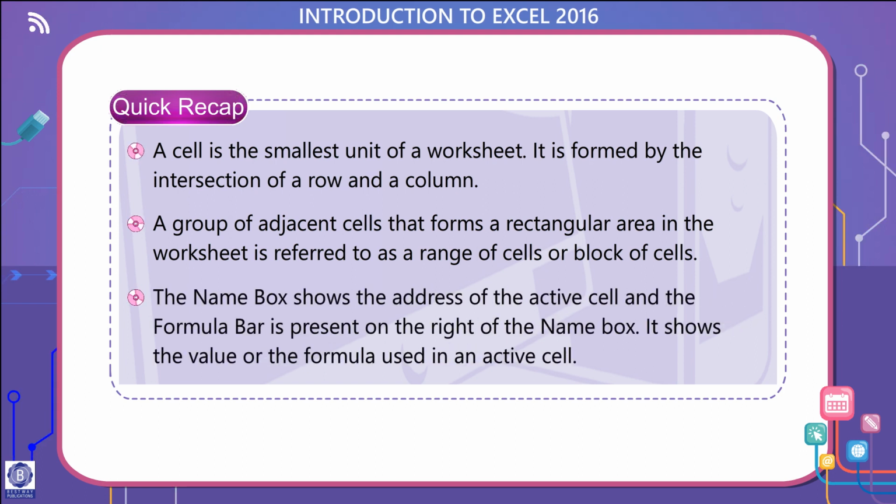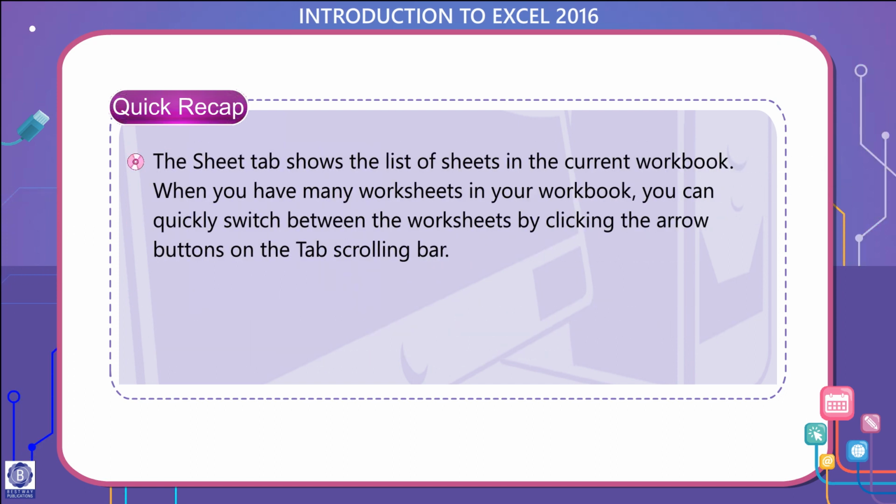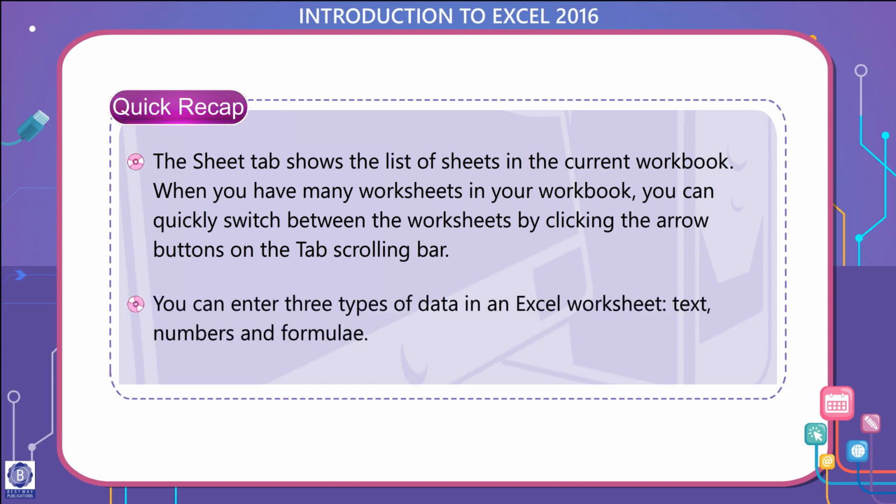The name box shows the address of the active cell, and the formula bar is present on the right of the name box. It shows the value or the formula used in an active cell. The Sheet tab shows the list of sheets in the current workbook. When you have many worksheets in your workbook, you can quickly switch between the worksheets by clicking the arrow buttons on the tab scrolling bar. You can enter 3 types of data in an Excel worksheet: text, numbers, and formulae.